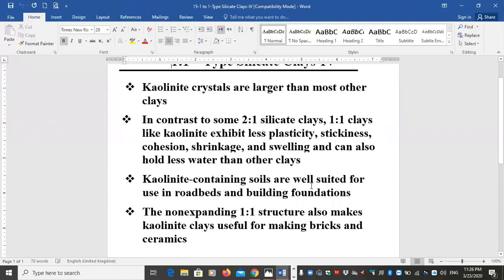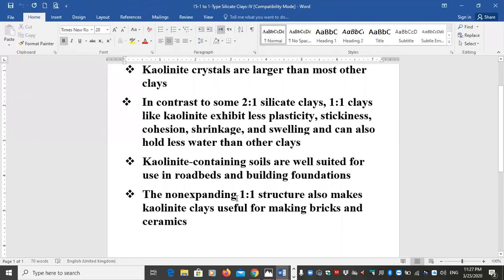Kaolinite-containing soils are well suited for use in road beds and building foundations. If you're going to build a building or a road, and you have soil which has kaolinite, you don't have to worry about removing it because you can build right on it. There will be no expansion and shrinkage. So you don't expect the structures on top of it to crack. They are okay to build roads and building foundations on.